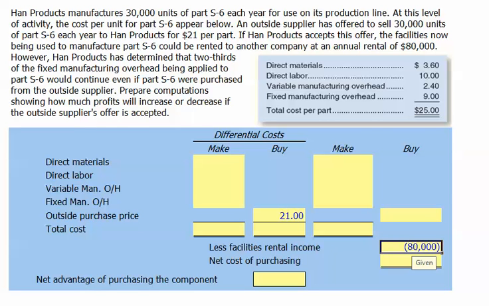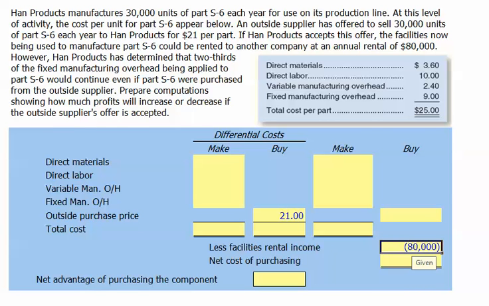However, Hans Products has determined that 2/3 of the fixed manufacturing overhead being applied to part S6 will continue, even if the part were purchased from an outside supplier. Prepare a computation showing how much profits will increase or decrease if the outside supplier's offer is accepted.